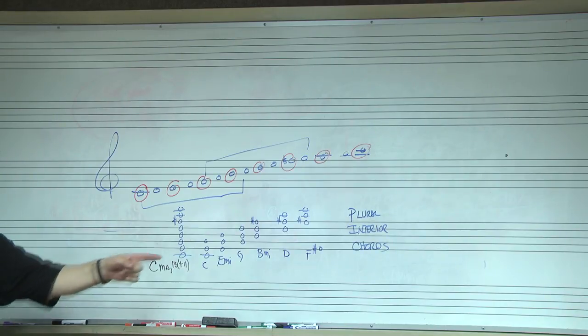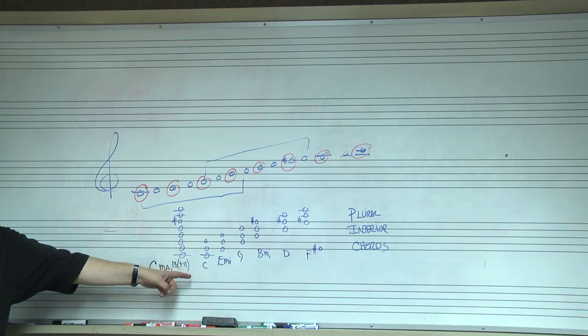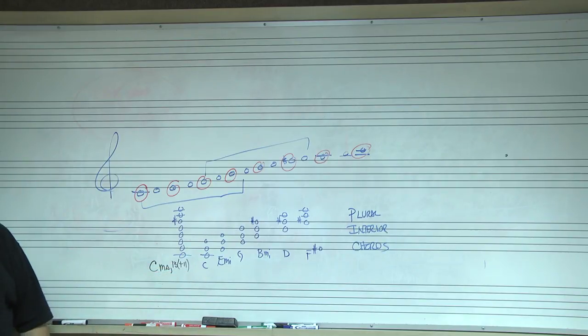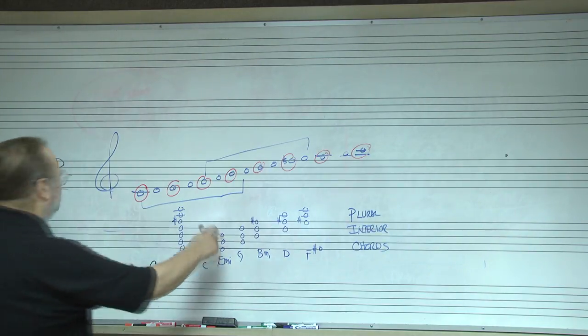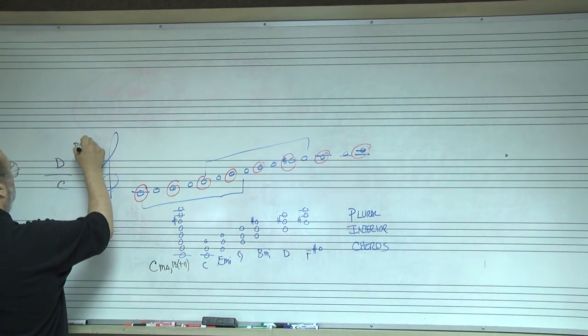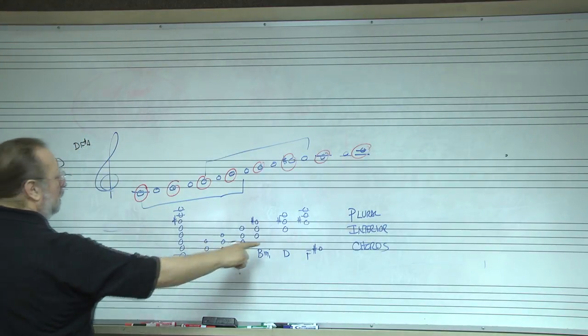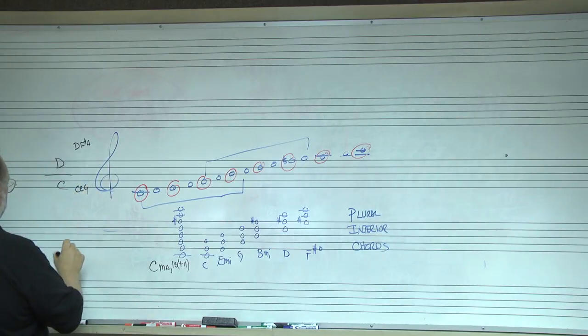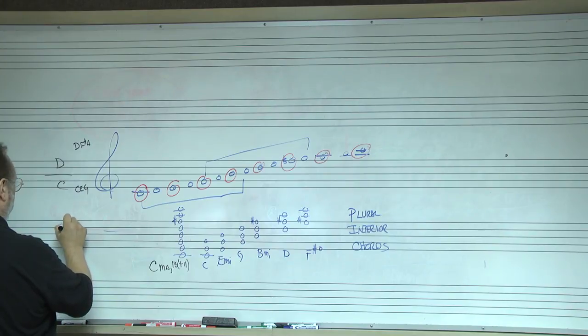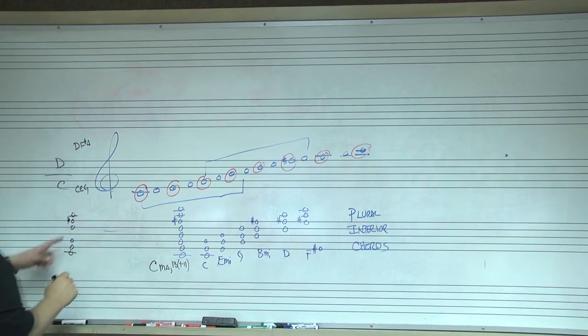you could write any one of these plural interior chords over one of the other chords. So if you wrote a D over a C chord like that, what would you get? You would get a D, F sharp, A, over C, E, G. So that would be C, E, G, D, F sharp, A. That would be missing a couple notes, but you wouldn't really, go ahead, Alicia.